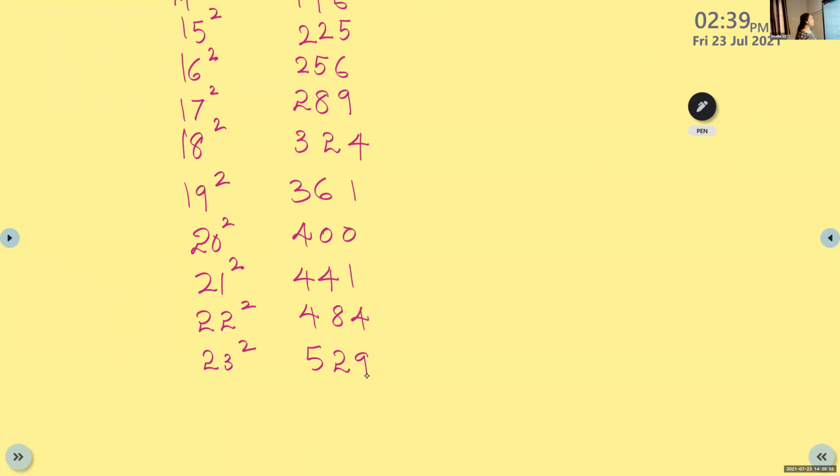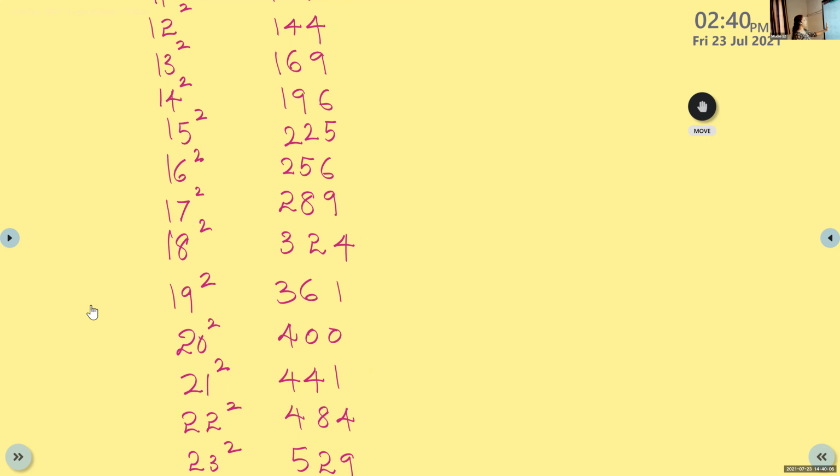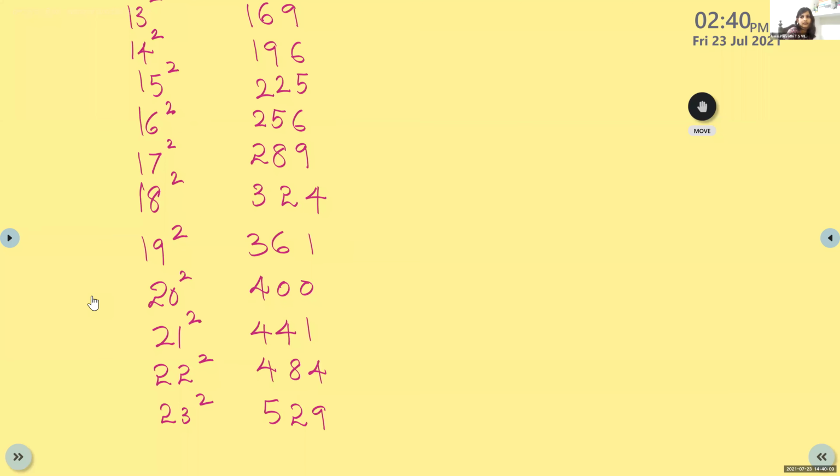You want to see this board? Yes, ma'am. Okay, zoom out so you can write. After writing, I'll zoom. 23 square is? 529. Now 24 square. I'll write here. 576. Lakshmi, you are looking at the book and reading? Ma'am, my teacher told me this one. I finished this chapter. Then close the book and tell the next one. 25 square, 625, ma'am.